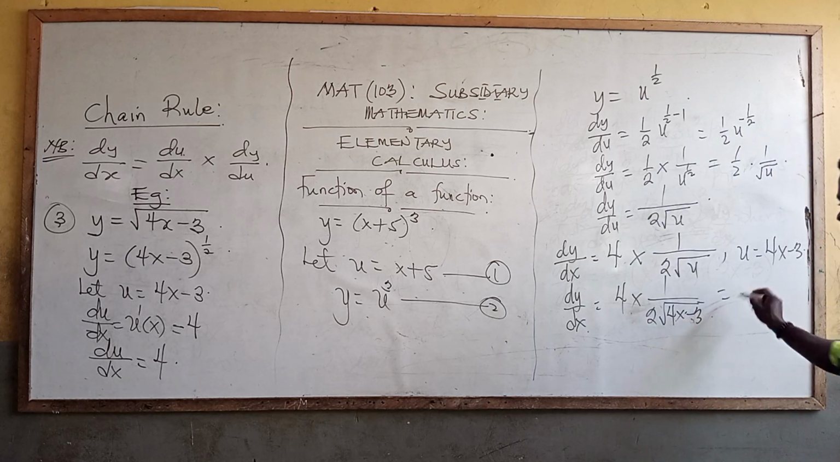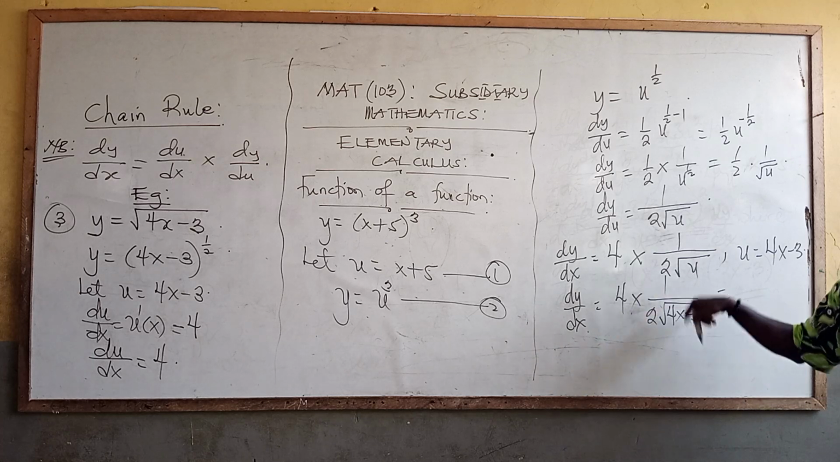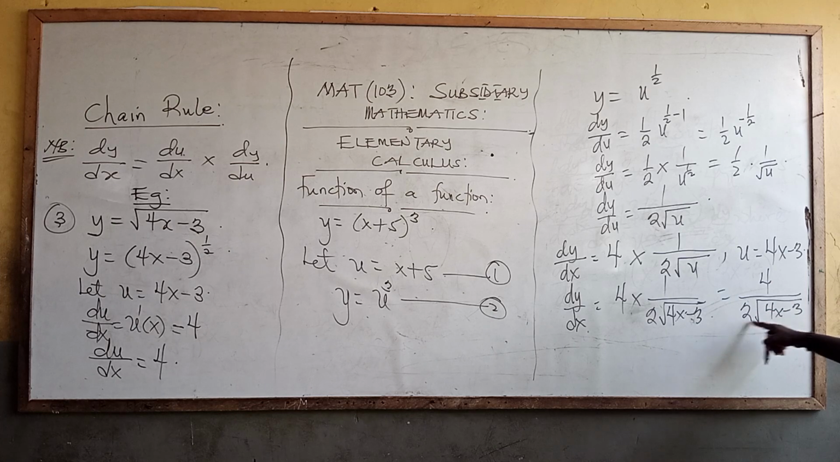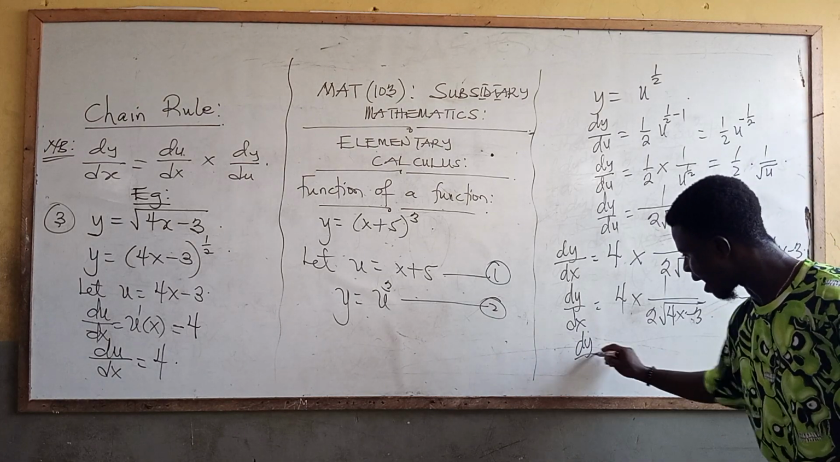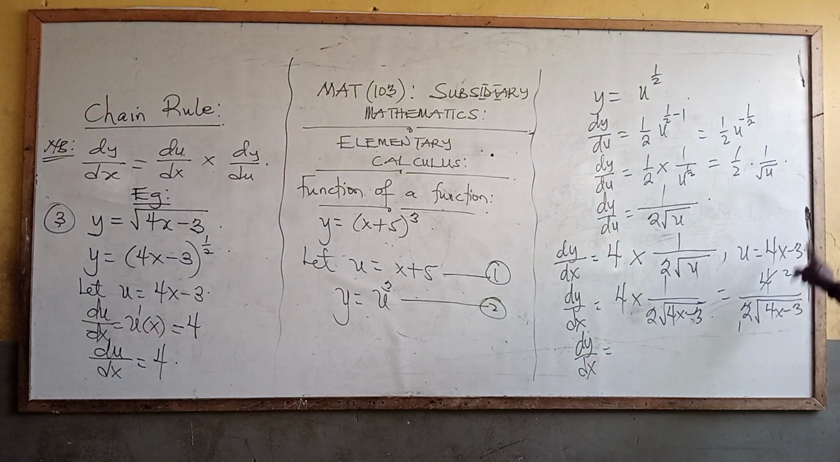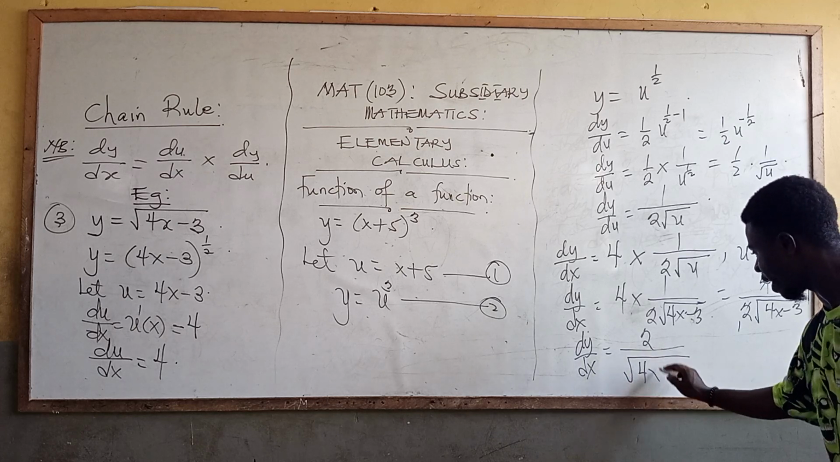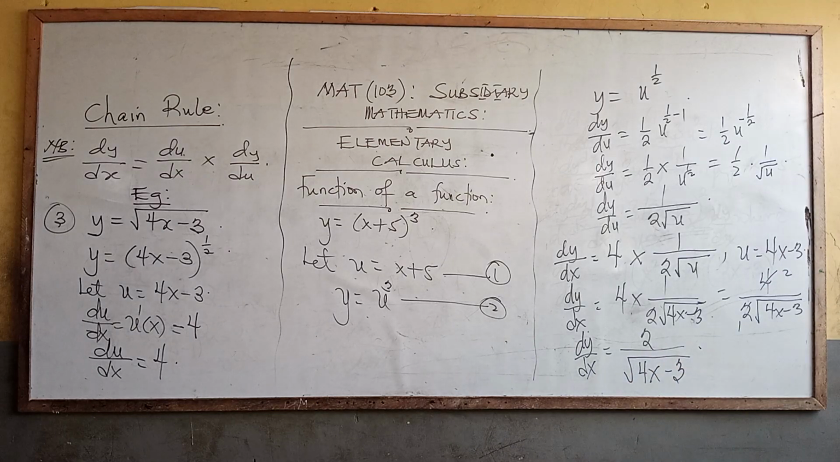4x minus 3, which must be equal to multiplication of fractions. We get 4 over 2 square root of 4x minus 3. We can cancel out because 2 is multiplying that. So my dy over dx must be equal to 2 over square root of 4x minus 3. So that's the third example. So kindly watch it very carefully.